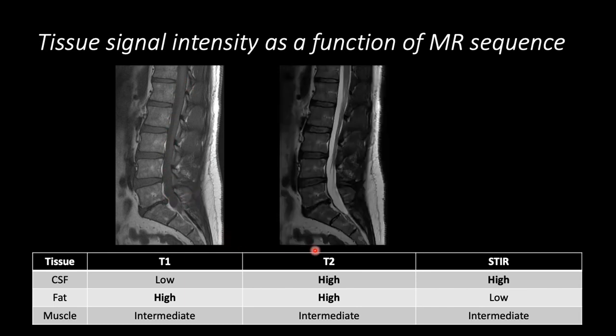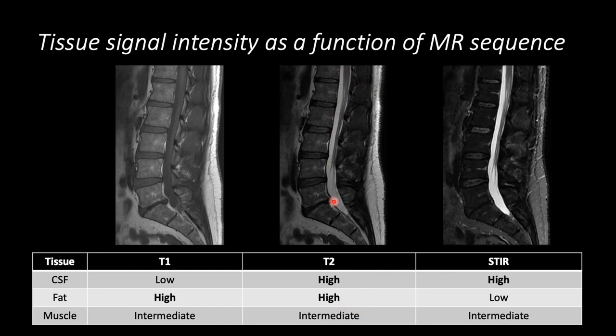T2 weighted sequences are similar to T1 weighted sequences in that fat is bright in signal and muscle is relatively intermediate. However, in this sequence, CSF, as you can see here, is bright. On the STIR sequence, the CSF remains bright. However, the signal intensity of the fat, as well as the signal intensity of the bone marrow, becomes dark, and this highlights areas of edema within the bone marrow.